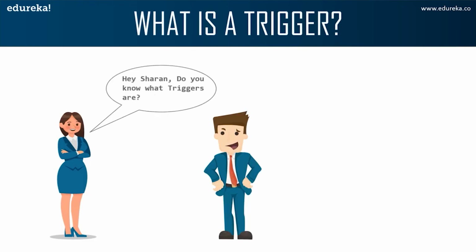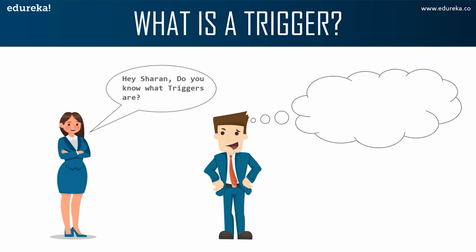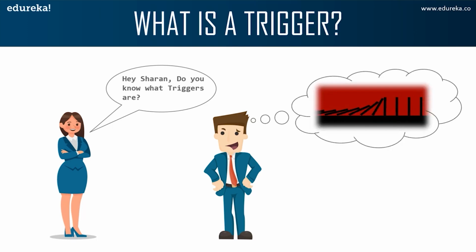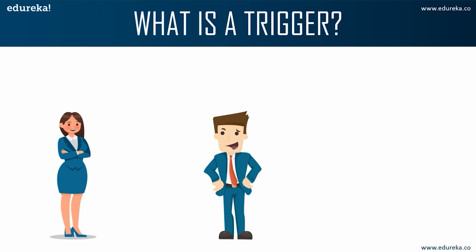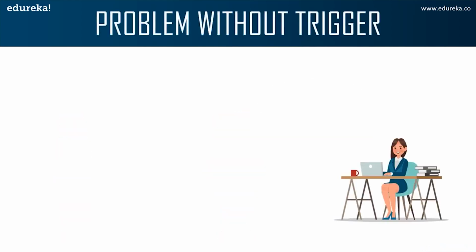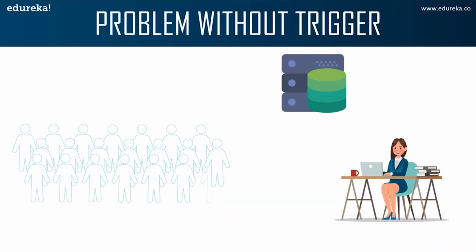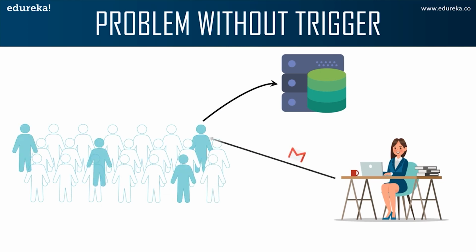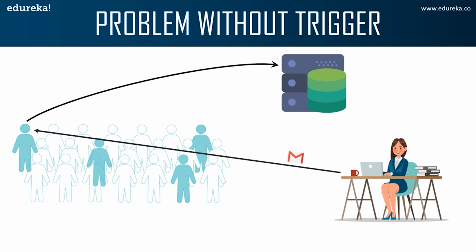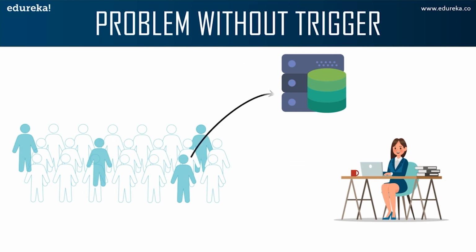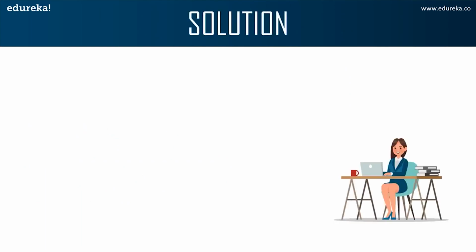Here we can see Anna is asking Sharon about triggers. Sharon imagines a trigger to be like falling dominoes. How are falling dominoes related to a trigger? Let's move further and see the explanation given by Sharon. Anna is a marketing officer in a company. When new customer data is entered into the company's database, she has to send a welcome email to each and every new customer. If it is one or two customers, Anna can do it manually. But what if the count is more than 1,000? It will be a repetitive and tiring job. The efficiency of Anna may drop. Well, in such a scenario, triggers come in handy.